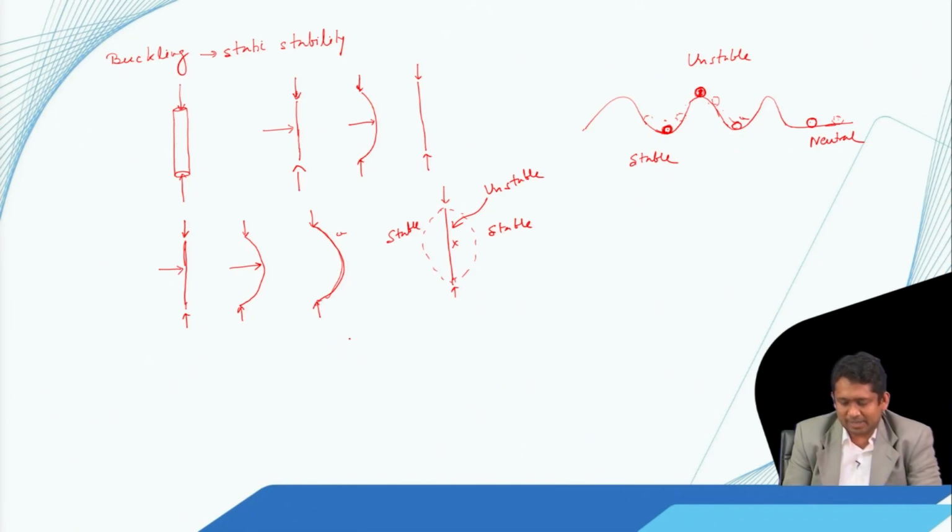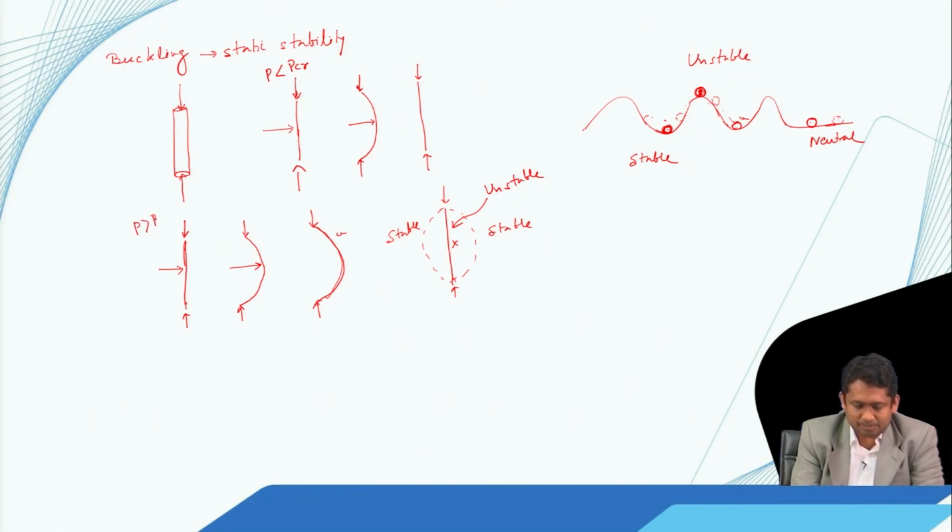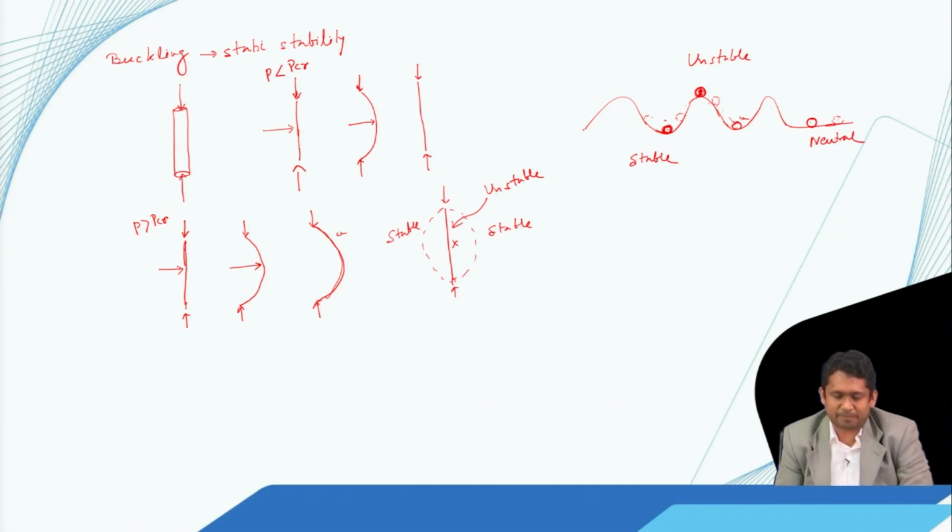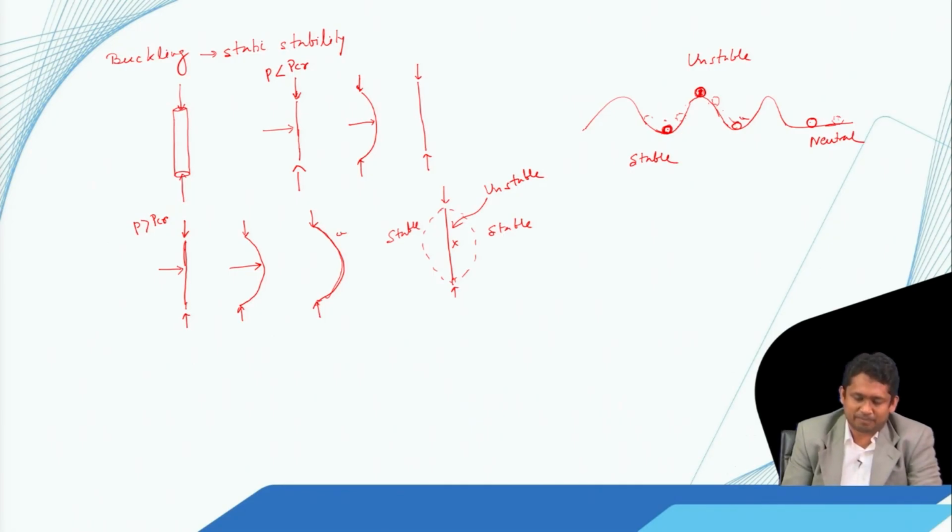So when we do analysis for buckling, our main goal is to find out the critical value that causes buckling. So in this case P is less than P critical, that means the load is not high enough to cause buckling, and in this case the load is more than P critical. So for a structure there is a value of P critical, and when the axial load exceeds that P critical value, buckling is caused.